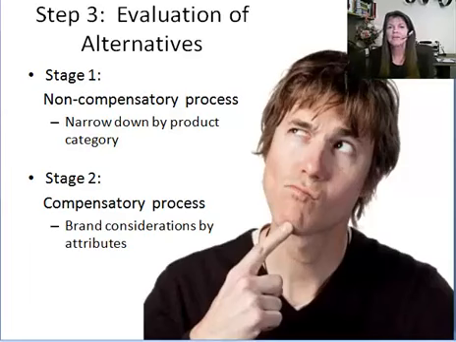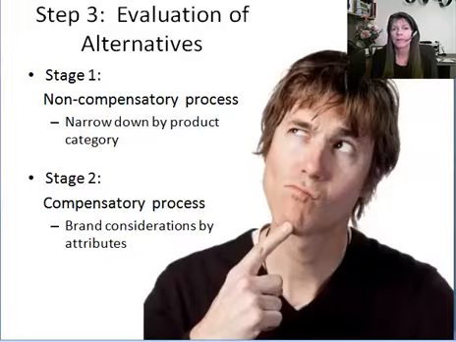Okay, in our last segment, we covered steps 1 and 2 of the cognitive decision-making model. We're picking up now with step 3. So after the information search, we've got the evaluation of alternatives. And this is a two-stage process, you'll notice here. We're going to spend most of our time here on the second stage because it is more involved. So stage 1 is a non-compensatory process, and it is simply first narrowing down the choices by product category.